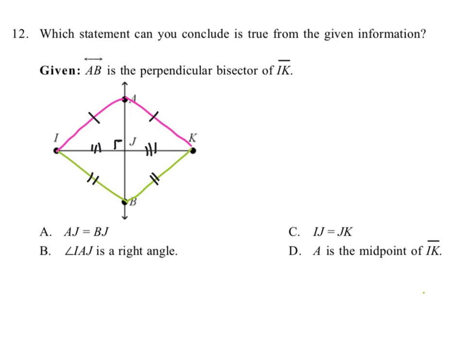So, let's see. AJ is congruent to BJ. No, actually we don't know that. There's no reason to think that this length is the same as this length. A could be anywhere along that perpendicular bisector. It doesn't have to be the same distance from J as B is. Okay? So we don't know that to be true.